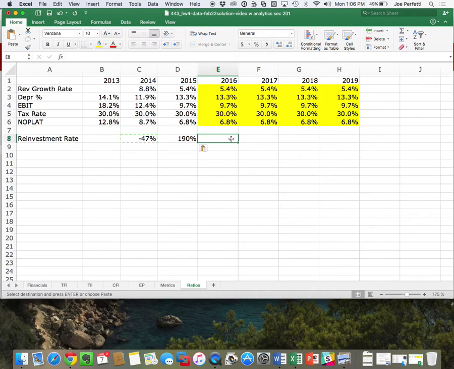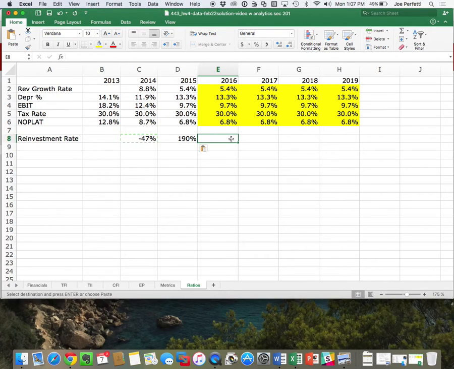Now, I could drag this across, but that doesn't make any sense because 190% reinvestment forever, this company would probably go bankrupt trying to do that, so that's probably not realistic. And negative 47% forever is not realistic either because you can't disinvest forever. You'll go bankrupt either way. So my reinvestment rate in the perpetuity period is typically going to be between 0 and 100.